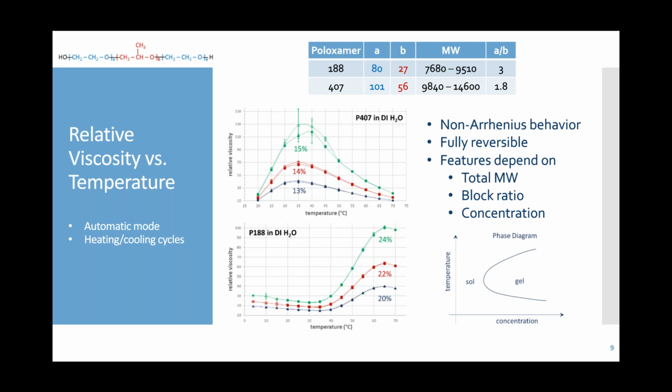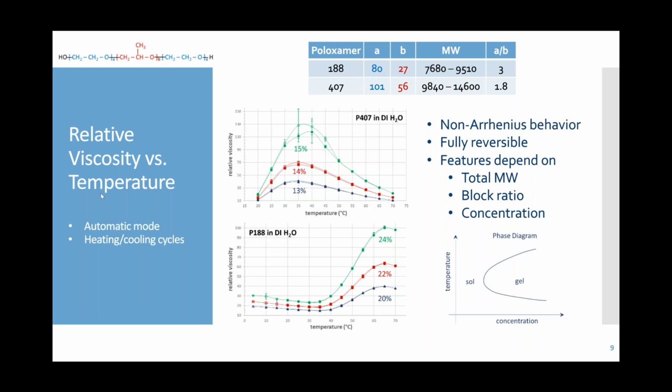Okay, so let's take a look at the behavior of these. Now we're going to look at the relative viscosity as a function of temperature. And we're going to look at two different types of these Poloxamers. They're going to differ in both overall molecular weight, with P188 being slightly lower in molecular weight than P407. And then there's going to be a difference between the ratio of the blocks.